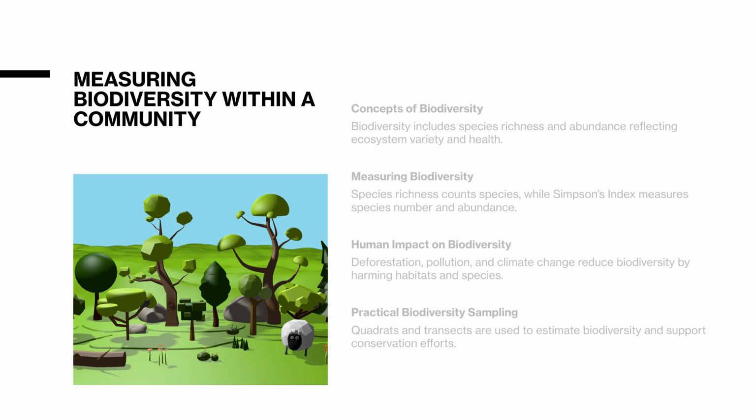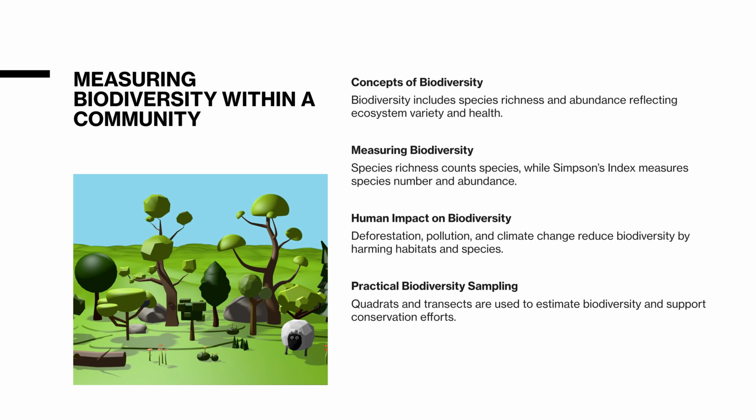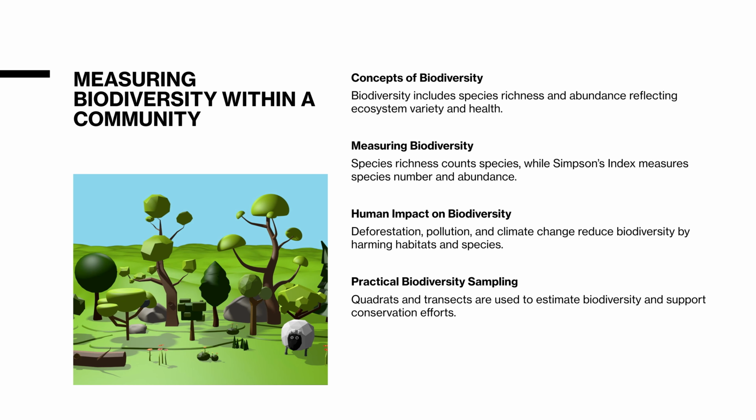Biodiversity refers to the variety of living organisms within a particular area and is a key concept in both genetics and ecology. Species richness is simply the number of different species present in a community, but it does not take into account the relative abundance of each species. Simpson's Index of Diversity provides a more quantitative measure by considering both the number of species and the proportion of individuals in each species. The formula, D equals 1 minus the sum of (n over N) squared, where n is the number of individuals of a species and N is the total number of individuals, allows comparisons between communities.